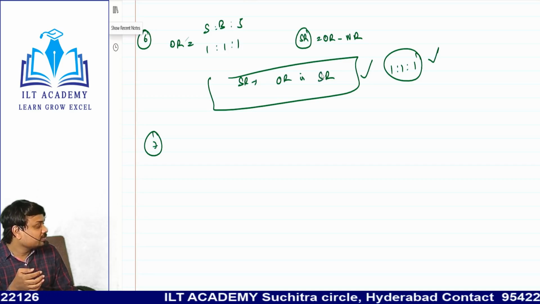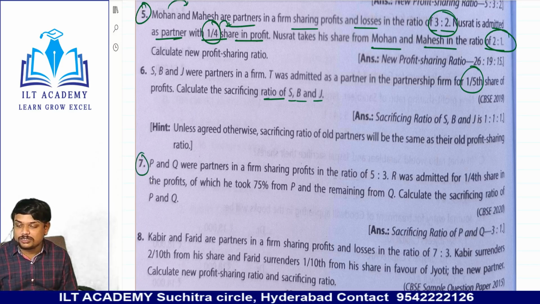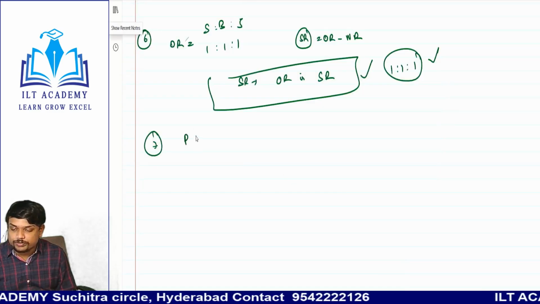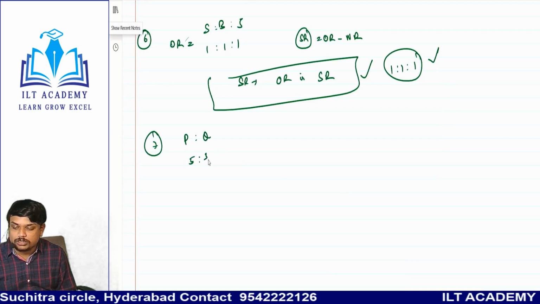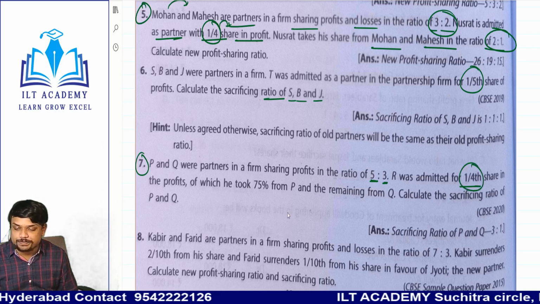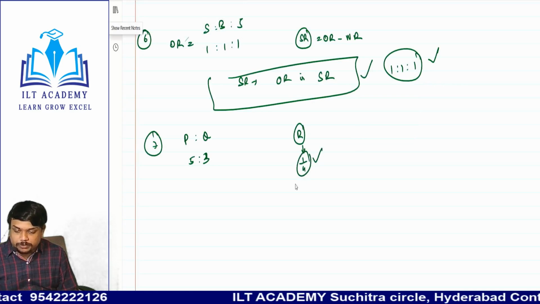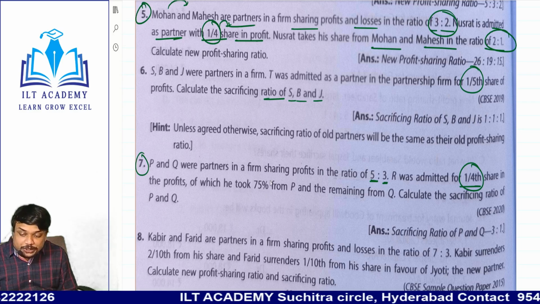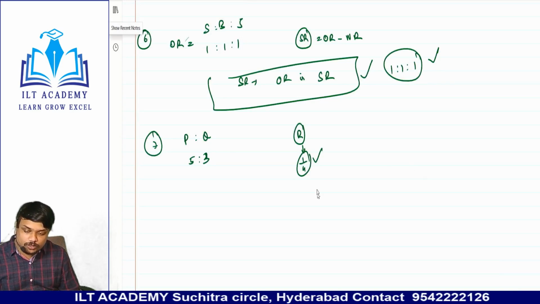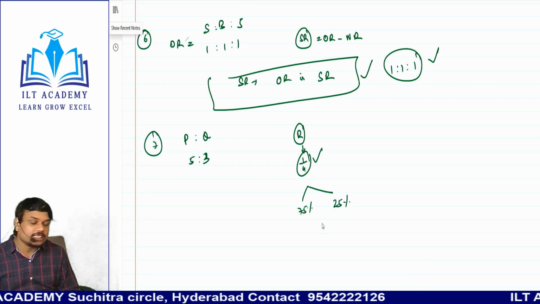Next, see. P and Q were partners in the ratio 5:3. R was admitted for how much? 1/4 share, which he took 75% from P and remaining from Q. 75% from this one, 25% from this one.